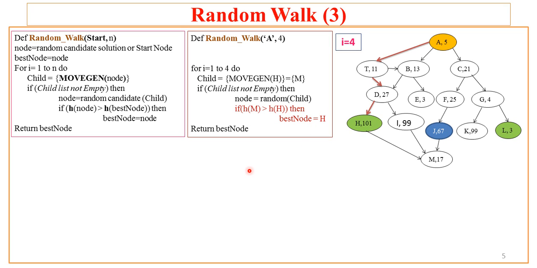But after this our algorithm will be terminated by returning the best node, and in this particular case the best node is H with heuristic 101.